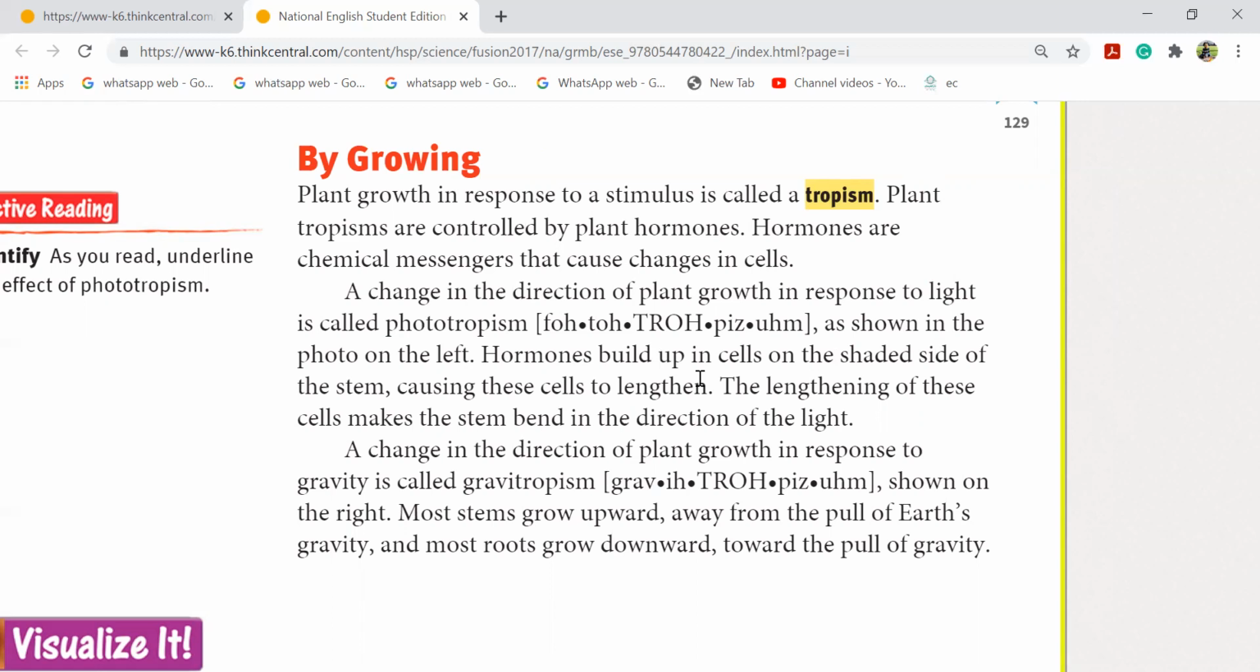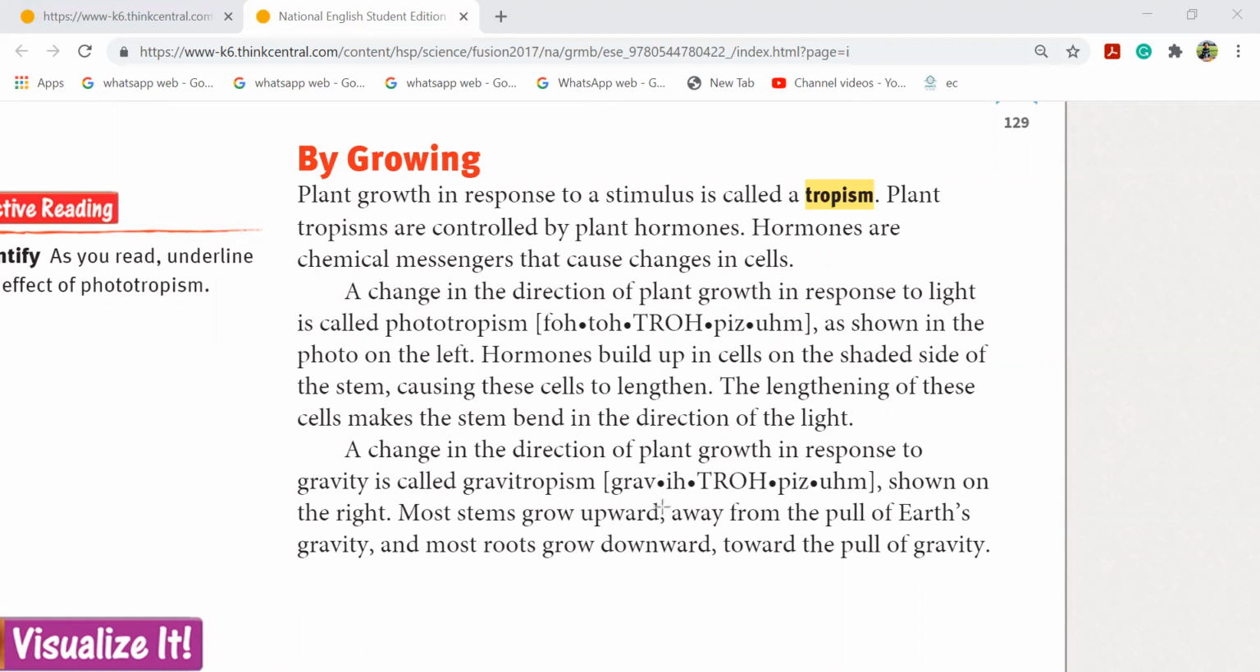A change in the direction of plant growth in response to light is called phototropism. The word photo itself tells you it's about light. I will show you the picture below. Hormones make the cells big, the stem goes big, the trunk becomes strong, and it becomes a big tree. All of this is because of light and hormones.